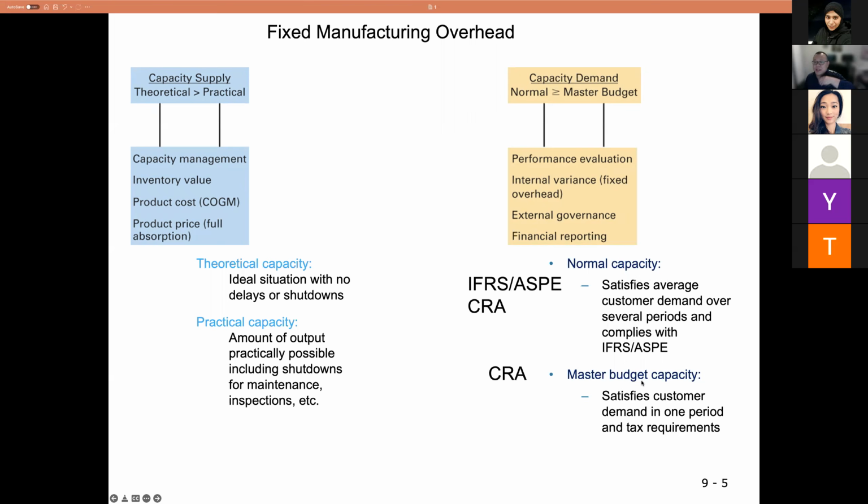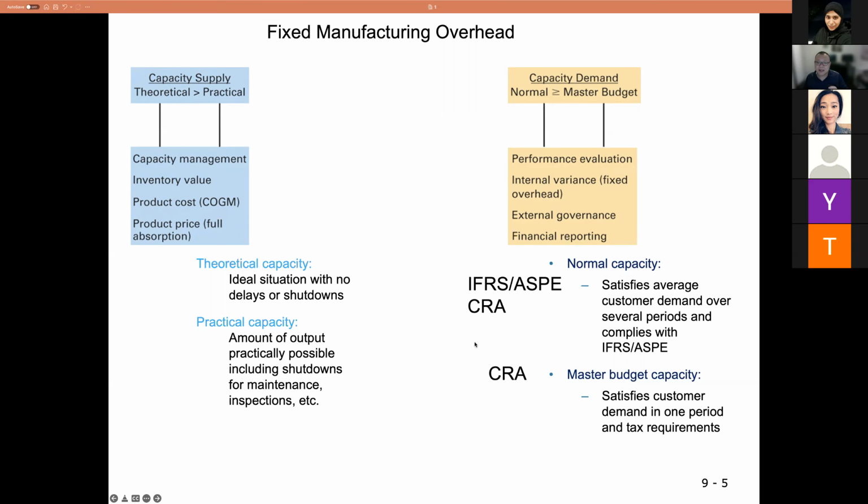So this will be the customer demand in 1 year. In this 1 year period, how many labor hours do I need to make sure I have enough to satisfy my customers? And the normal capacity would be in a longer time window, like maybe 2 years or 3 years. Then what would be the average of the customer demand?